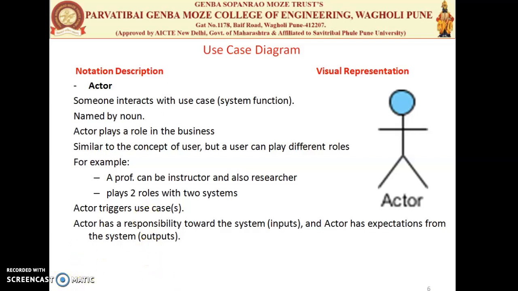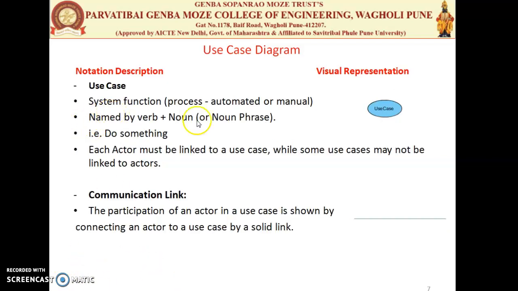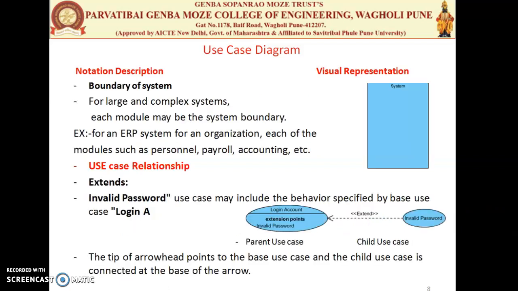So let's see some notations. This is the use case, as we have seen in the first unit also. Then the communication link, which is needed for communication between actors and use cases. Then we have the system boundary, which is the rectangular box. This is the system boundary for the particular functionality, or we can say the module in which the functionality occurs.